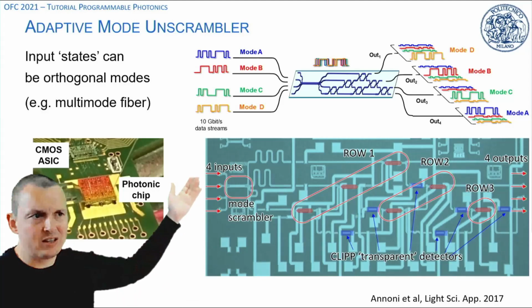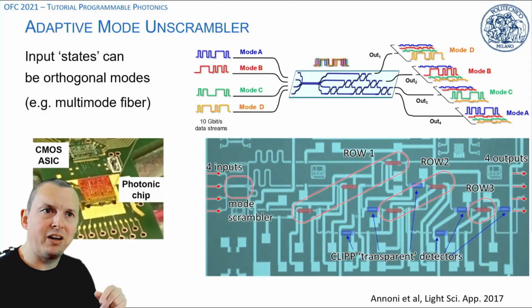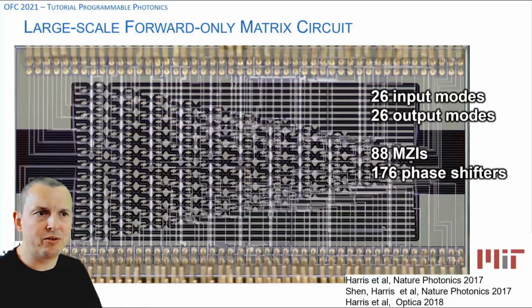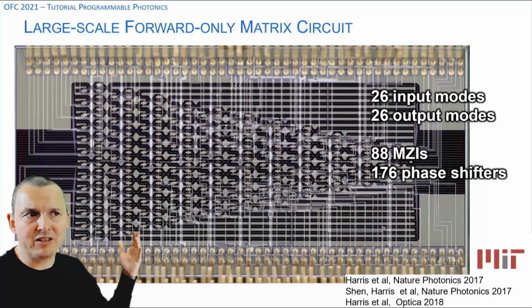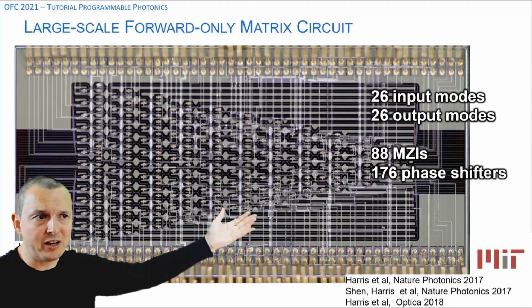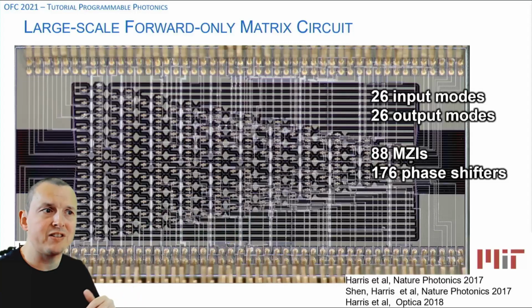So this is an example from the Politecnico di Milano, where they use such a circuit to unscramble 4 modes in a waveguide. Now 4 inputs, 4 outputs is quite limited. So this circuit from MIT in 2015 shows 26 inputs, 26 outputs, a really large scale circuit that already requires, if you count the phase shifters, 176 phase shifters to make it work.